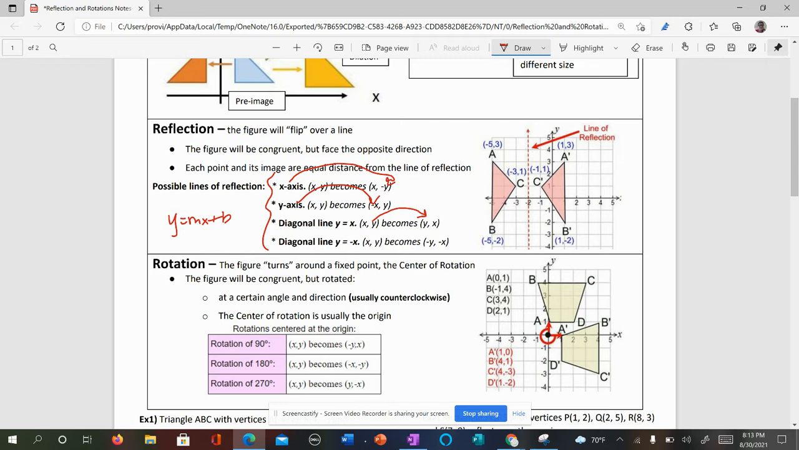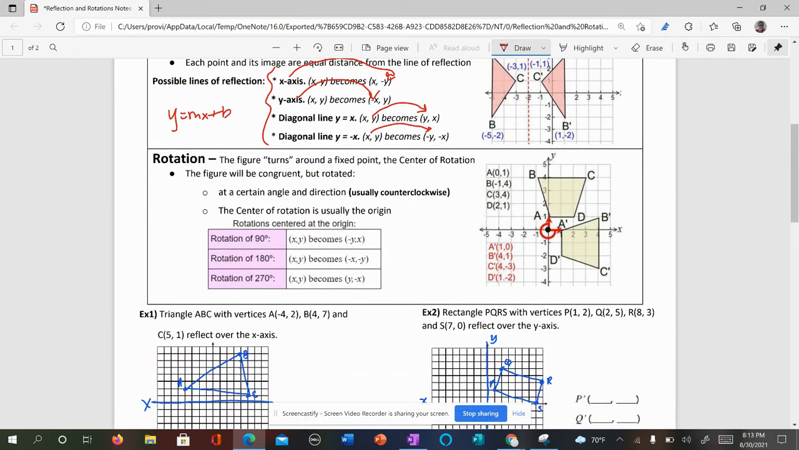Whenever you have this diagonal line with a negative slope, it goes the other direction. What's going to happen is you're going to do kind of the same thing. You're going to swap your x and y, and you're going to make them the opposite signs. Again, we're going to practice all of this. Just make sure you write it all down on your sheet.